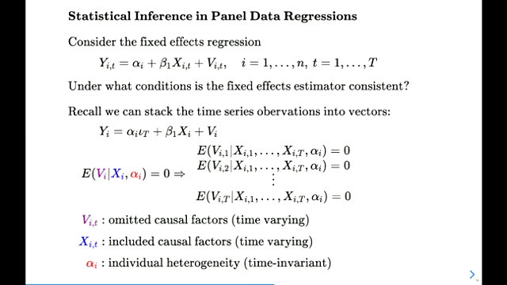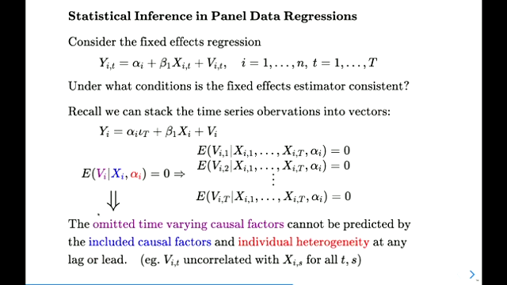So if we put words around what it's saying, then the v are the omitted causal factors. Remember, we're explicitly talking about trying to estimate a causal coefficient here. So if we want to estimate a causal coefficient, the v_it is representing all the omitted causal factors, and it's important that they be unrelated to the included causal factors, the x's, and the individual heterogeneity, which is the alphas. So that's the assumption.